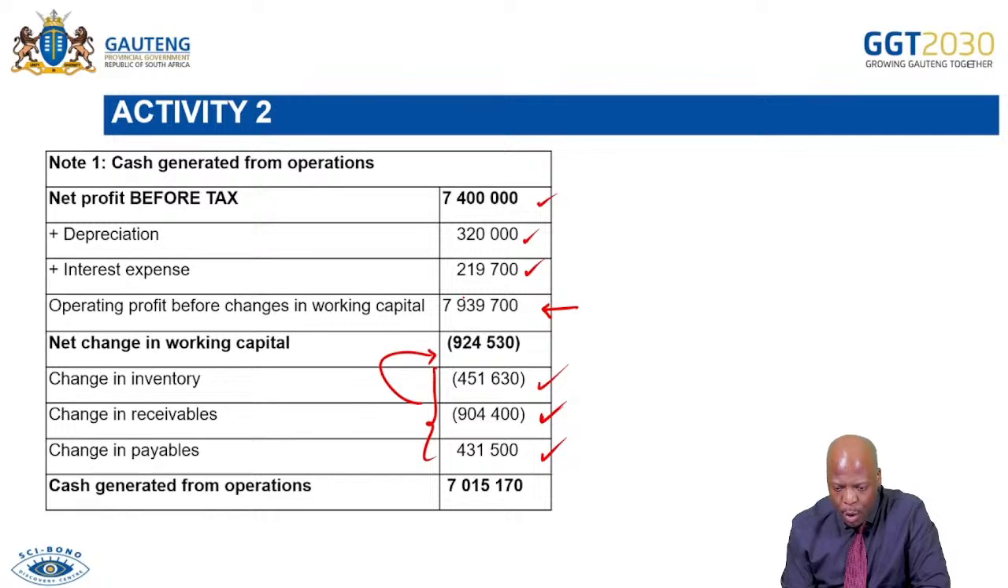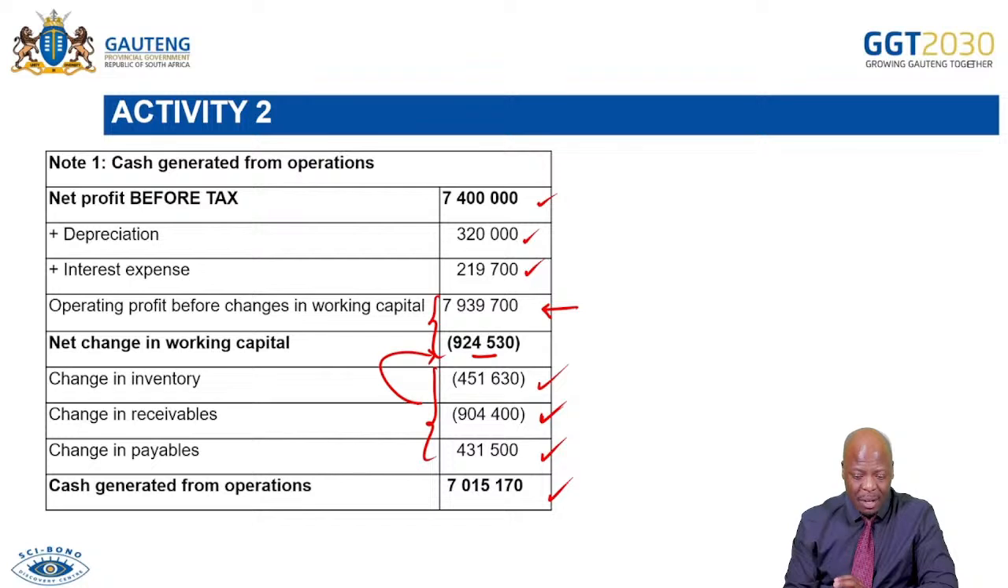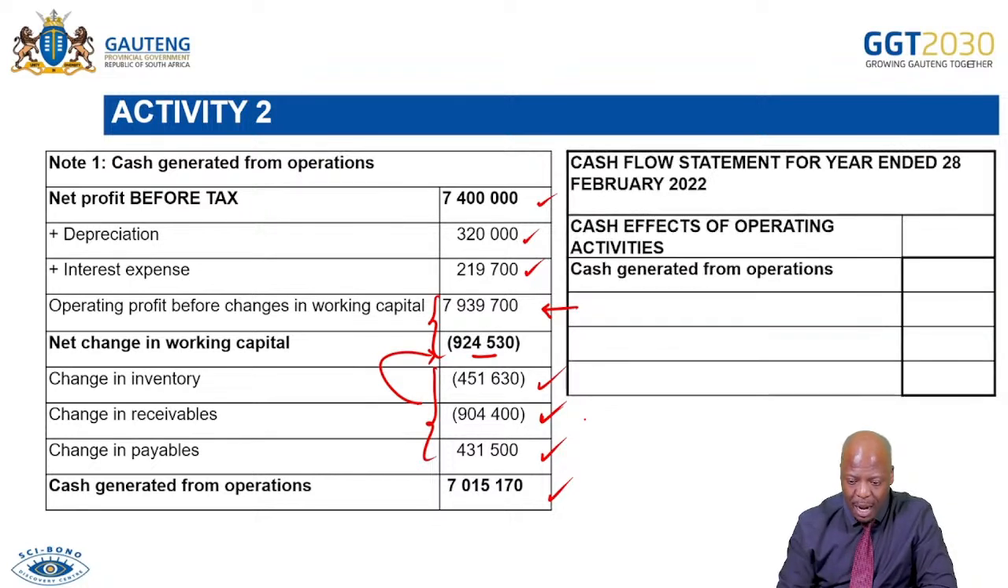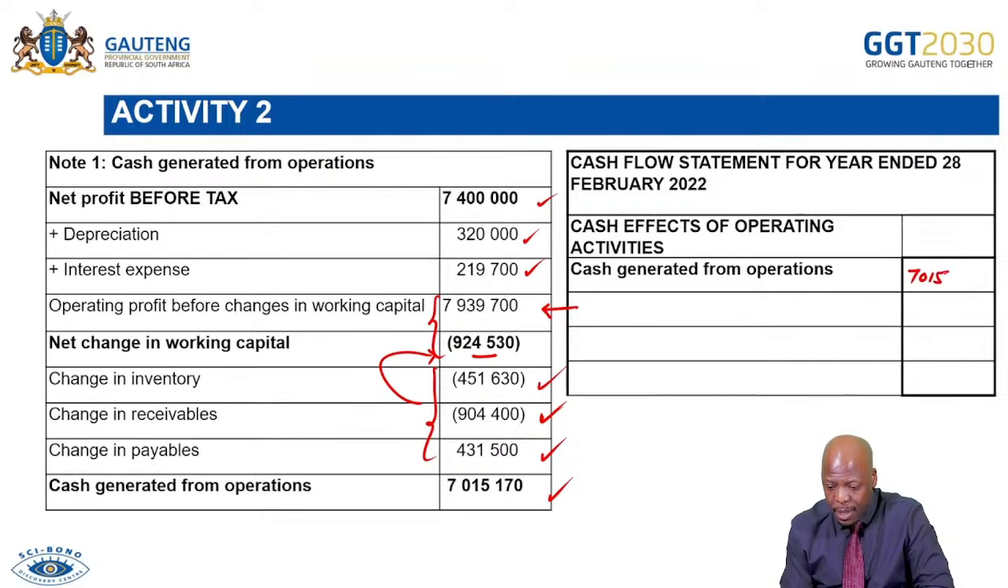924,530. Then when we add these two amounts, considering that that is a negative, you will now end up with 7,015,170. Once you get that 7,015,170, you then come here and you're going to put it on the face of the cash flow statement. And we're going to put it under cash generated from operations. So I'm coming here, I'm going to get my 7,015,170. As simple as that.